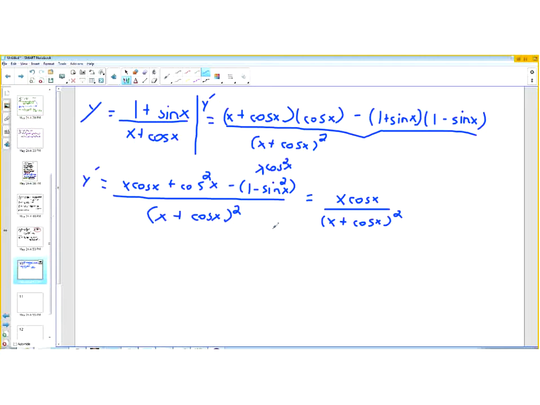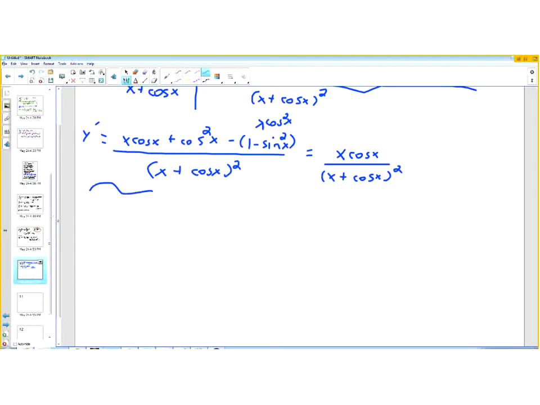All right, let's calculate another one. So how about we calculate the derivative of this function? Y is equal to 1 minus secant x divided by tangent of x. So we want the derivative. So again, we'll use the quotient rule for differentiation. So y prime is equal to the bottom function times the derivative of the top function.